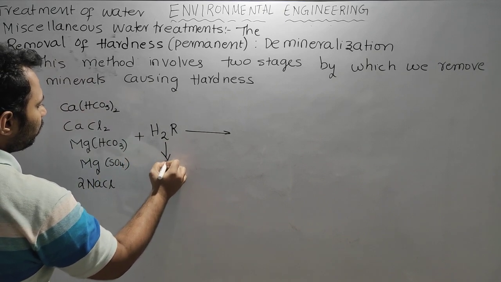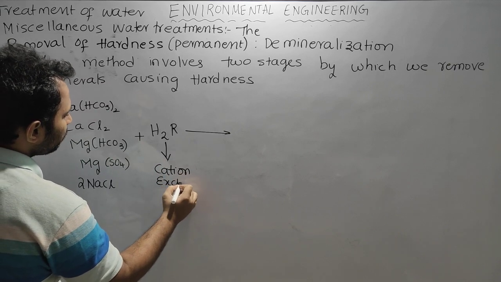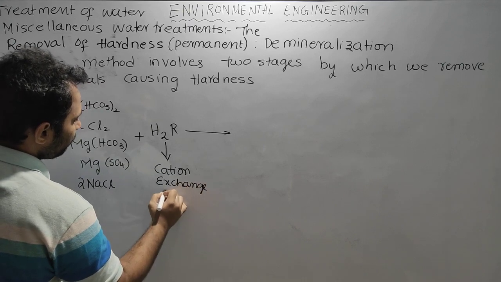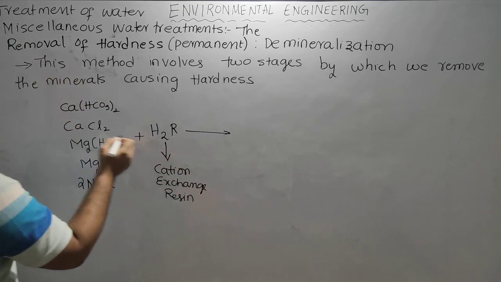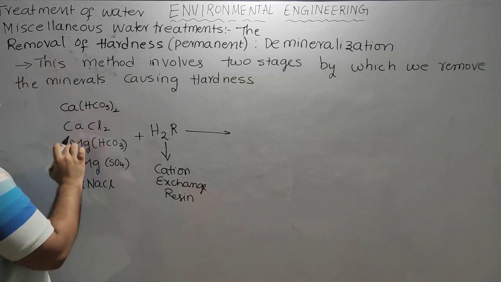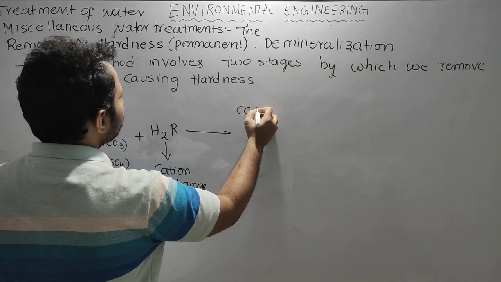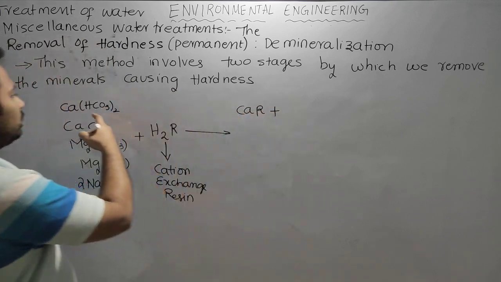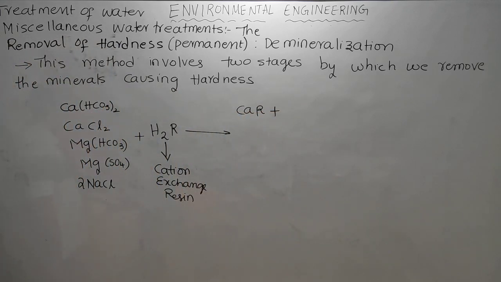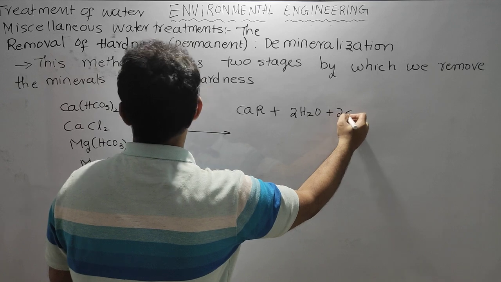This cation exchange resin will remove all the minerals present in the water. So all the cations present in the minerals will be removed. In these reactions, calcium, magnesium and sodium are the cations, so they will be removed like this. CaHCO3 gives CaR plus 2H2O plus 2CO2.